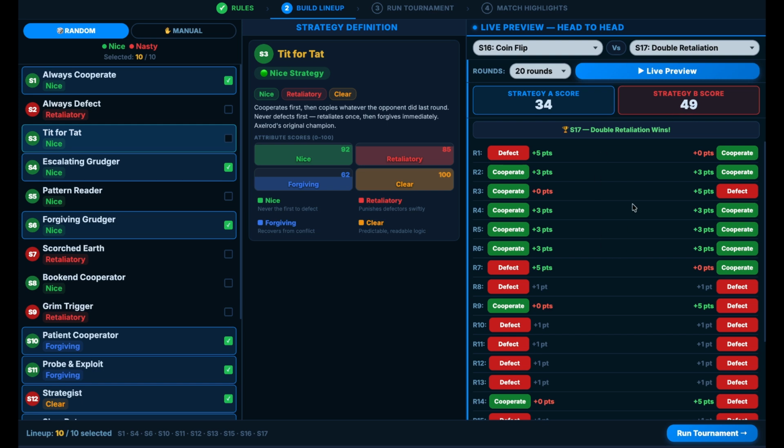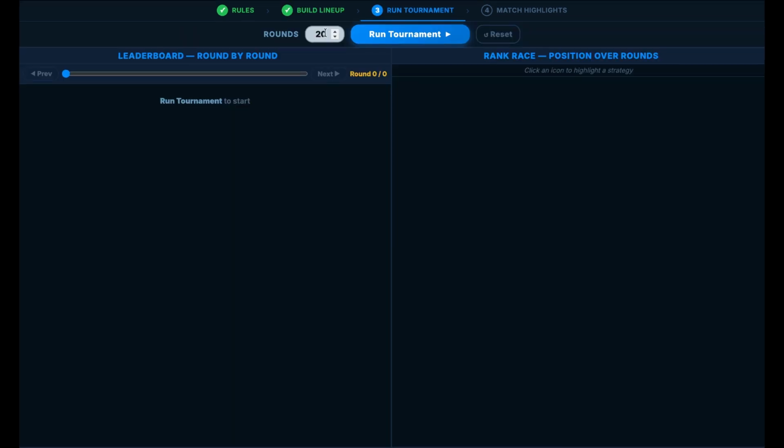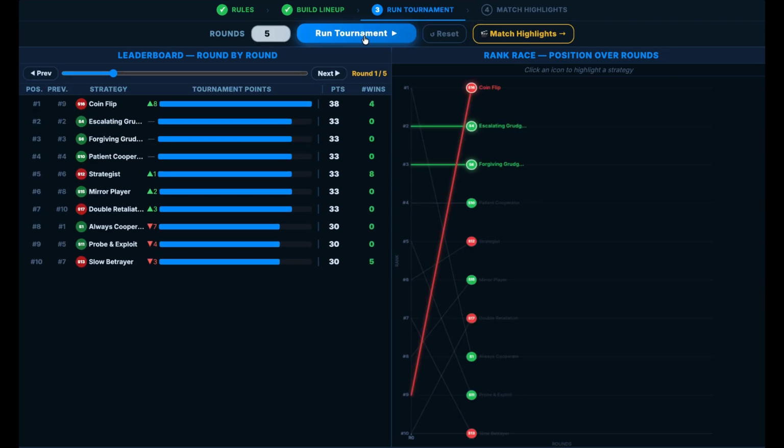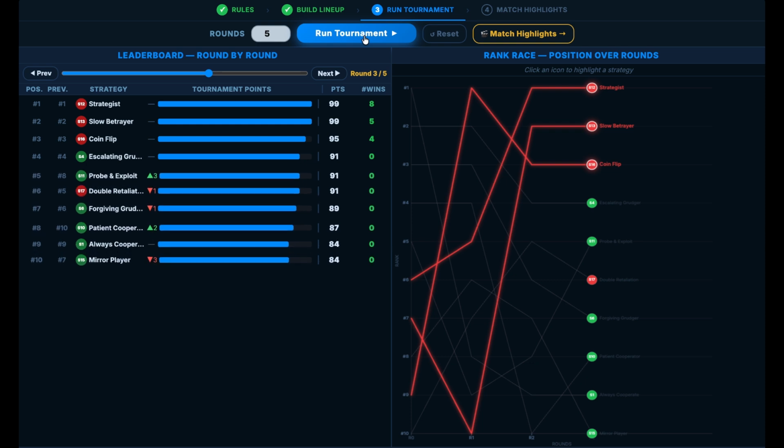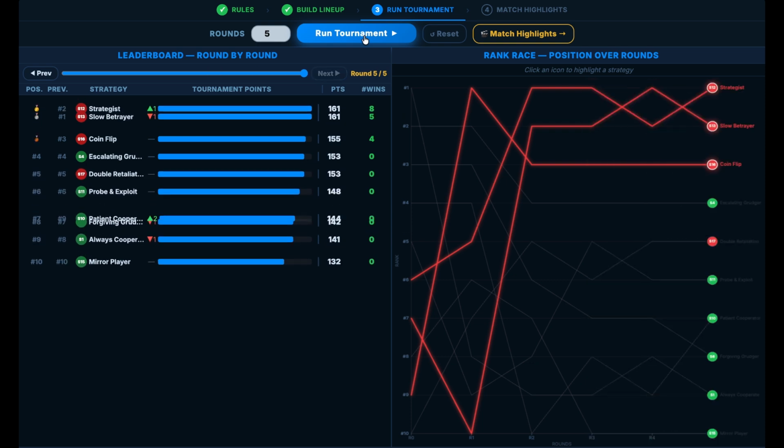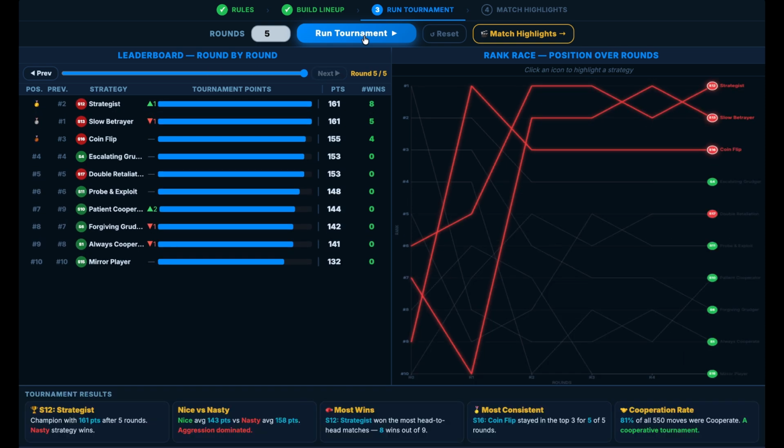Similarly, we are going to see all the selected 10 strategies fight against each other in the tournament. In the tournament mode, let's start with 5 rounds. After 5 rounds, notice that most of the top-performing strategies are highlighted in red. These are the nasty strategies. In short tournaments, aggressive strategies often have the upper hand because there isn't enough time for cooperative strategies to recover from early betrayals.